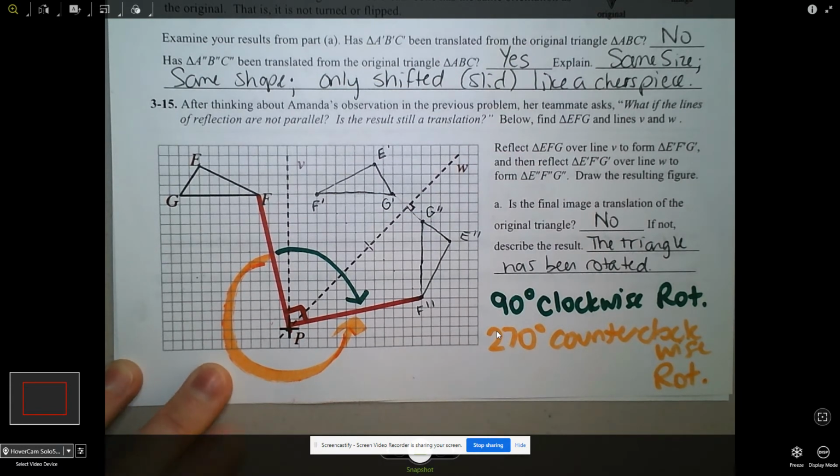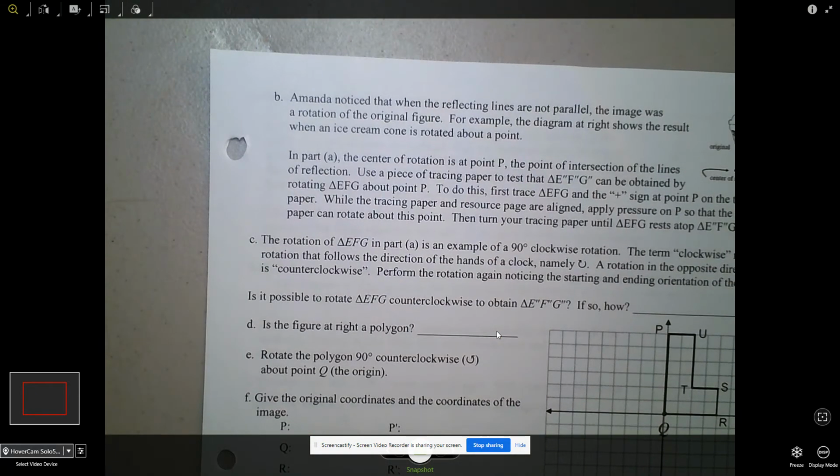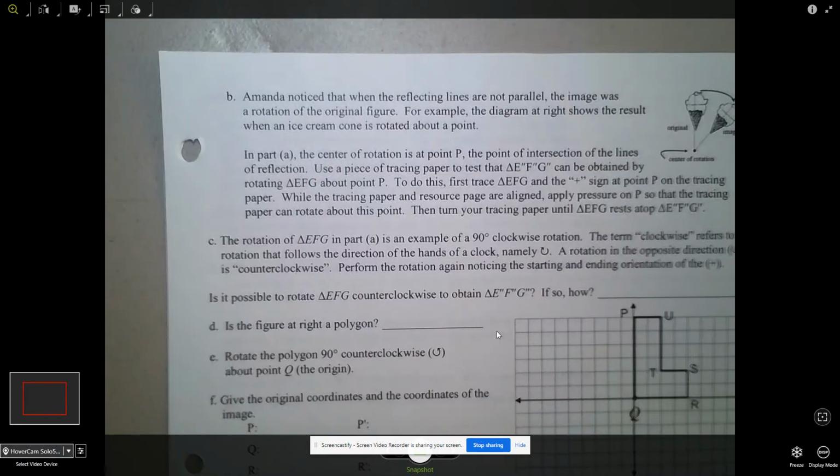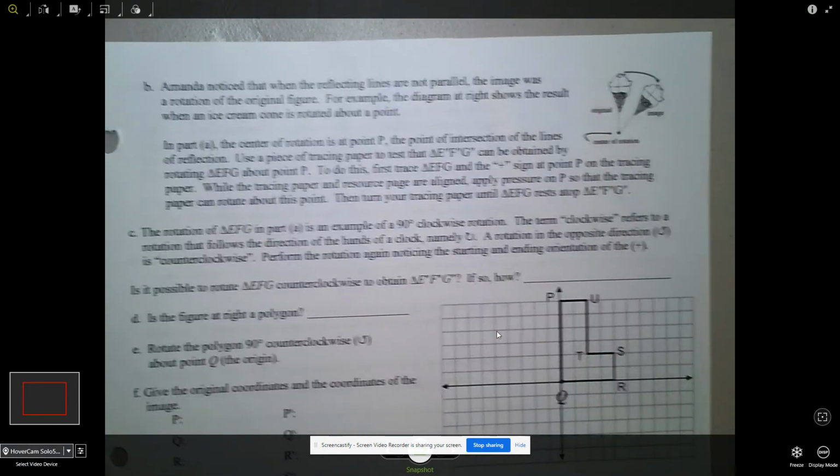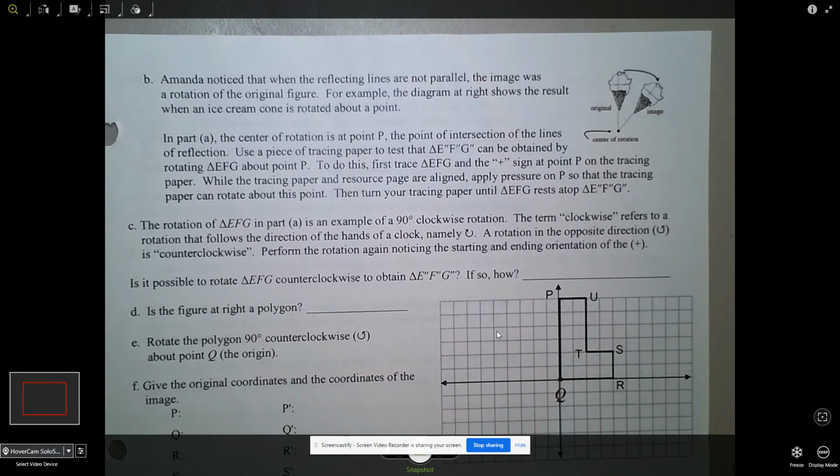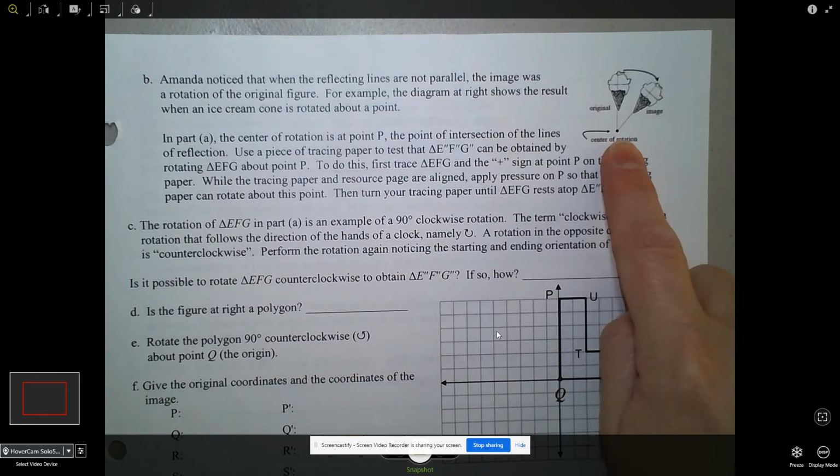So a 90-degree clockwise rotation will get you to the same location as a 270-degree counterclockwise rotation. All right. Amanda noticed that when the reflecting lines are not parallel, the image was a rotation of the original figure. For example, the diagram at the right shows the result when an ice cream cone is rotated about a point. We call that point the center of rotation.